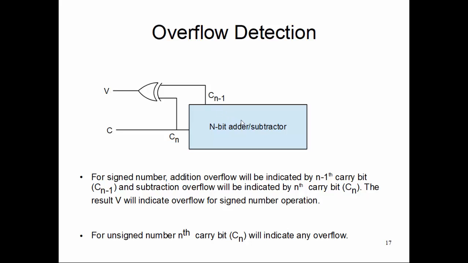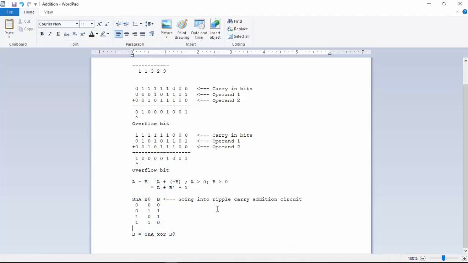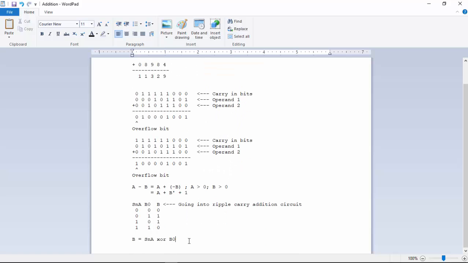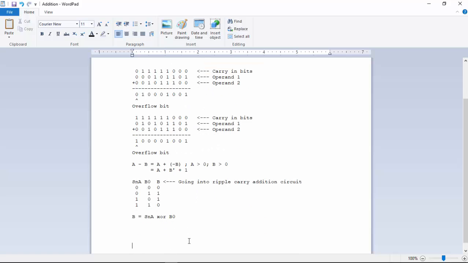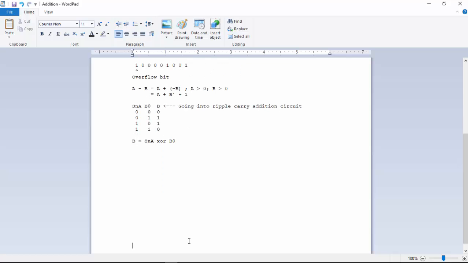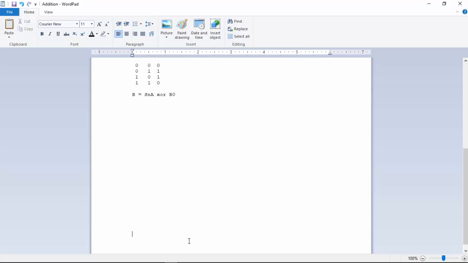The question is, why? How can we come up with this simple XOR circuit and what is the theory behind it? That needs some understanding. So let's again take some example. First of all, what we need to understand is this.